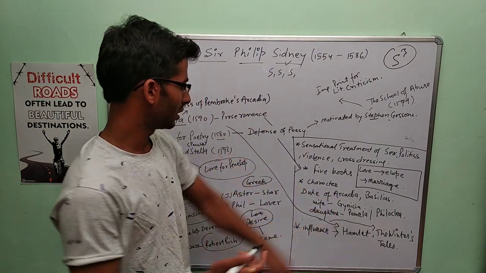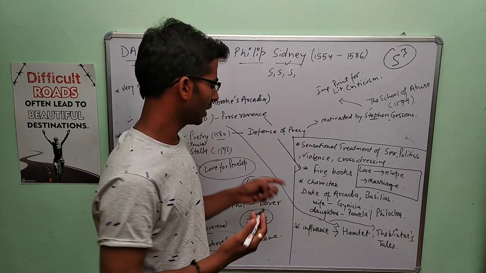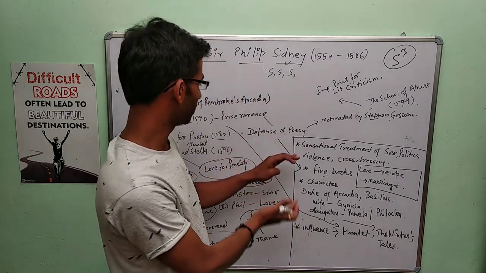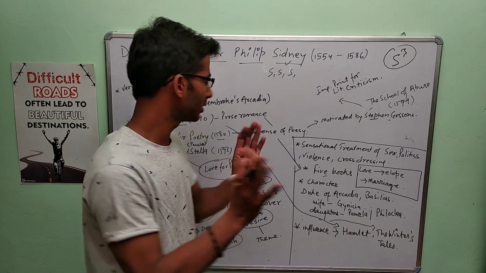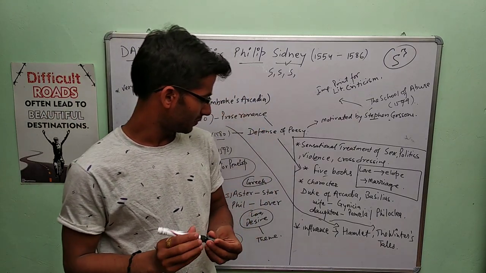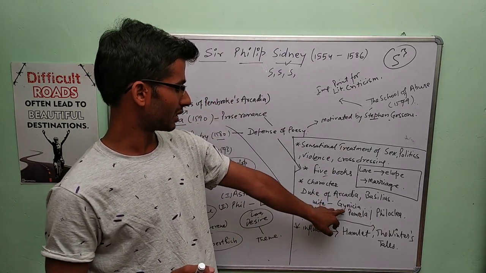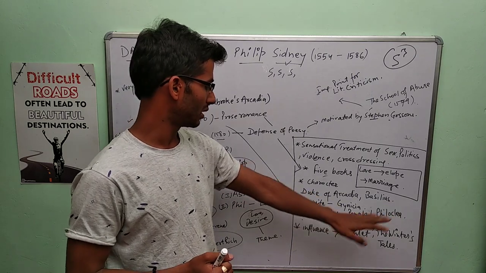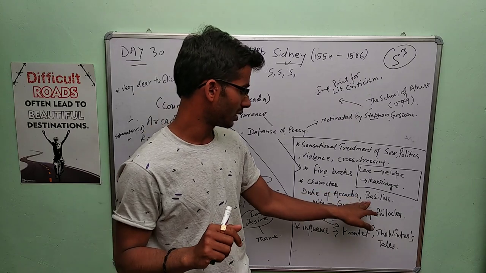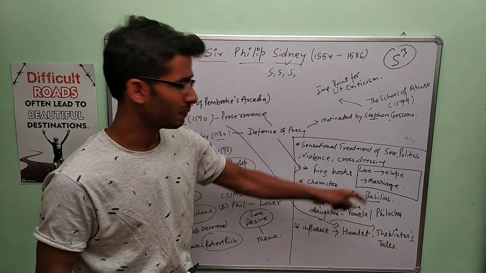And it has five books. Important characters: you can go through Wikipedia, and you will find the whole story of this book, Arcadia. You should study at least one to three stories. Then you will come to know about this story. So the wife is Gynecia, and the daughter is Pamela, and important is Pamela. The Duke of Arcadia, the name of the father, the king or duke, is Basilius.